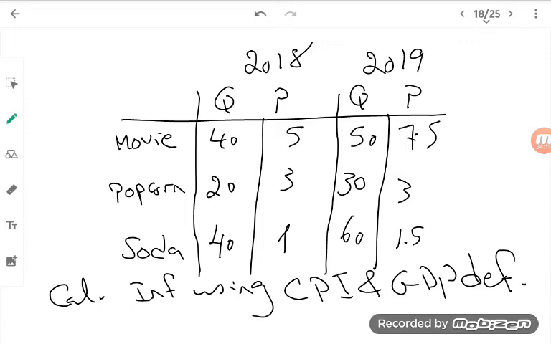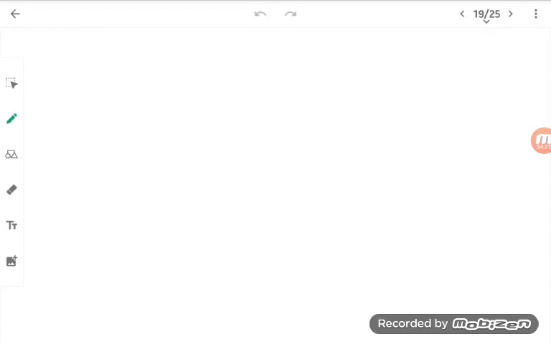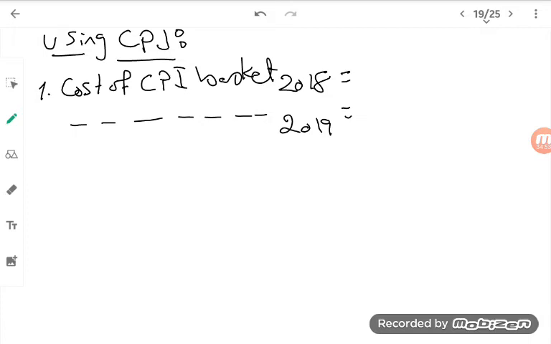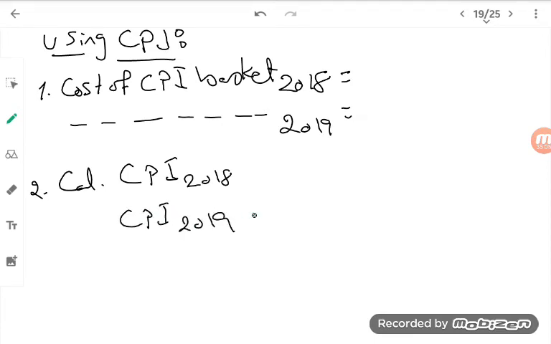Okay, let's start with using CPI. Using CPI, as we said, we have to calculate the cost of the CPI basket in year 2018 and 2019, and then calculate CPI 2018 and CPI 2019, and then calculate inflation in 2019.